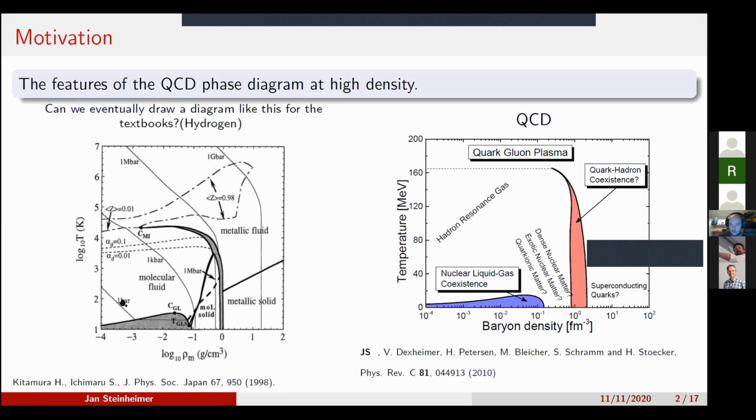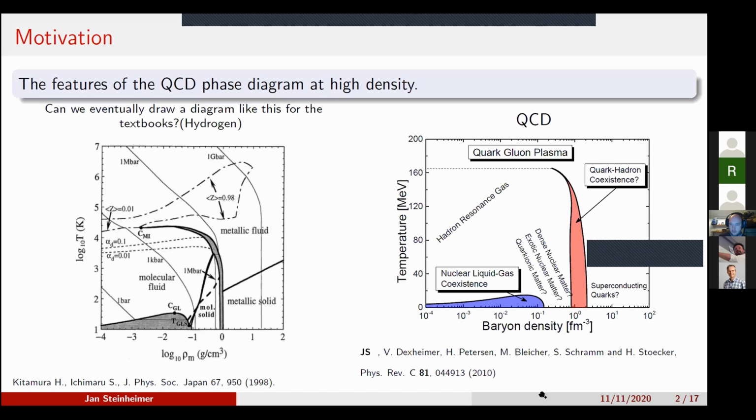And when I talk about the phase diagram, it's not only critical endpoints and phase transitions, but also lines of constant pressure. You can learn a lot about the features or the properties of a substance by also looking at isobaric lines and so on, as we will see later. On the right hand side, I show, just as an example, what we hope the phase diagram in temperature and density could look like in the end.